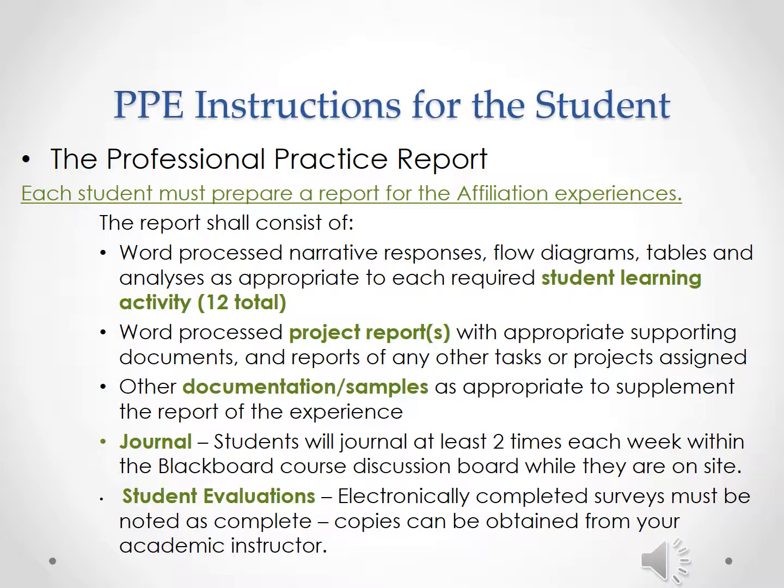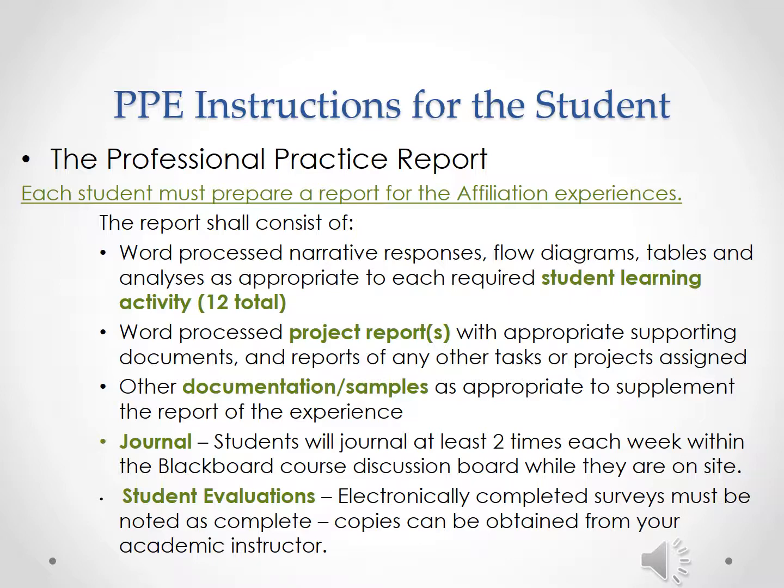Right now we have it set at 12 areas that are required out of all of the student learning activities that you must address in this final written report. We also want to see a word process project report with all the supporting documents and reports of any other tasks or projects assigned to you in this final report. Okay, and there is a document within the PPE manual that provides you with a template for this project report. We also want you to include any documentation samples that can be shared and submitted that you maybe find interesting or that might be of benefit to your classmates in terms of learning about your experience in more depth.